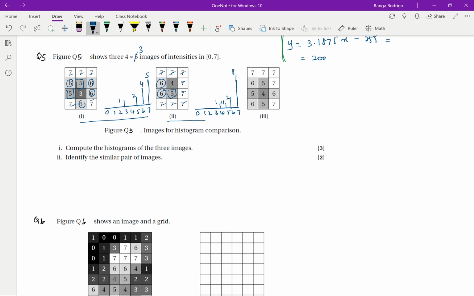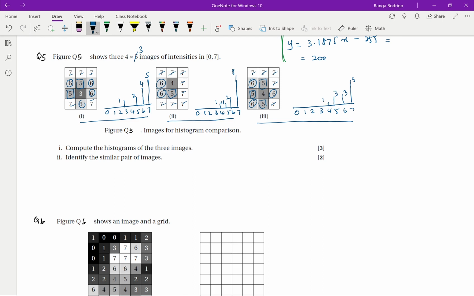Okay, for this last one, intensities 0, 1, 2, 3, 4, 5, 6, 7. With 7 the count is 5, with 6 it is 3, with 5 it is 3, and with 4 it is 1.